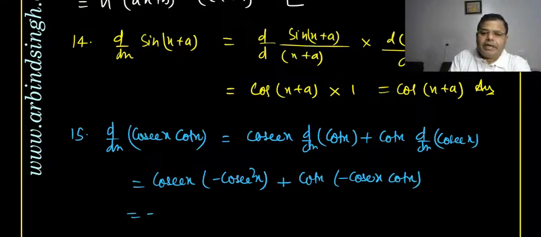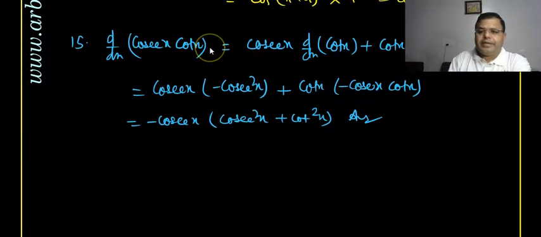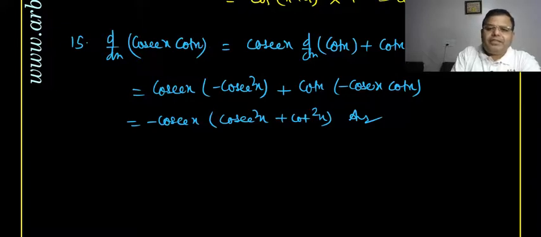So we can take minus cosec x common, and what will happen in that case? This will be cosec square x, and here it will be cot square x left. So that will be the answer, nothing else. Some more simplification is possible, but that is not the purpose here. That is trigonometric simplification. As far as the derivative is concerned, you can write it like that. You can convert cot square x into cosec square x minus 1, but there is no use.